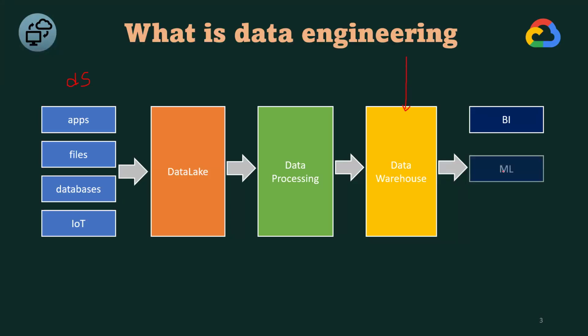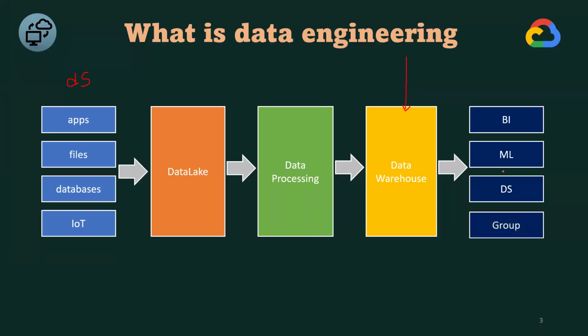Similarly, some people also create machine learning models on top of this data. Data scientists will use the data from this data warehouse and try to find future patterns. Then there will be a business group. The business group people will get insights from this data and directly use it for business improvement.